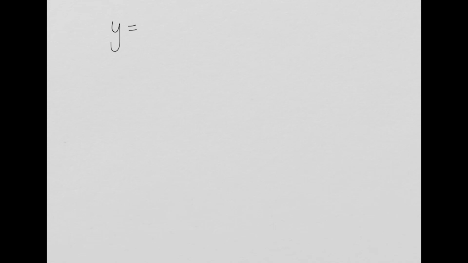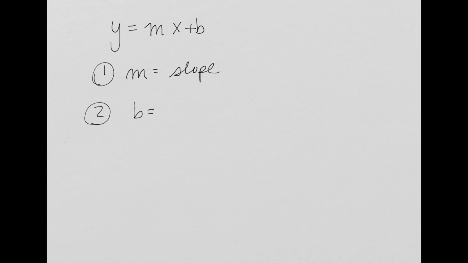So this slope-intercept form, y equals mx plus b. The m is the slope. So we just figured out how to do that. That's my rise over run. The b is the y-intercept. So this is the place where it actually hits the y-axis.